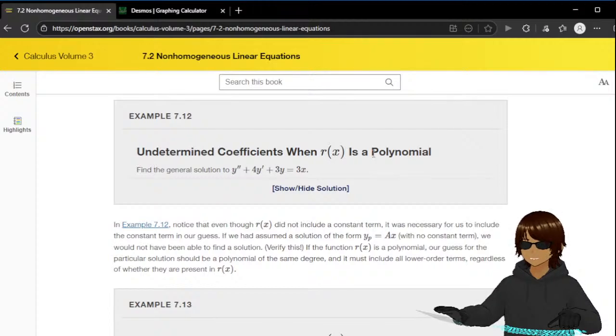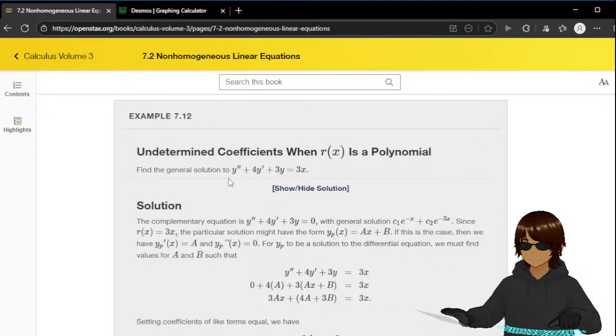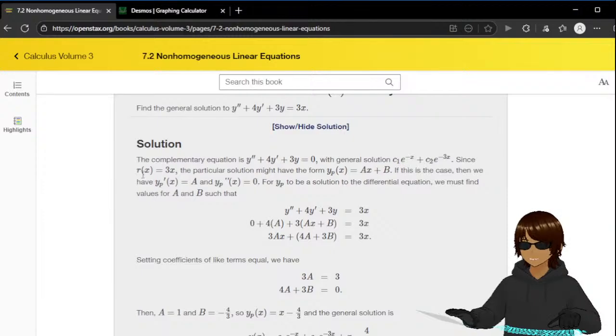Undetermined coefficients when R(x) is a polynomial. The complementary equation is this, with general solution c1 e to the power of minus x plus c2 e to the power of minus 3x. Since R(x) is 3x, the particular solution might have the form ax plus b. If this is the case, then the derivative is a, and the double derivative is 0. For y_p to be a solution to the differential equation, we must find values for a and b such that this is equal to 3x.